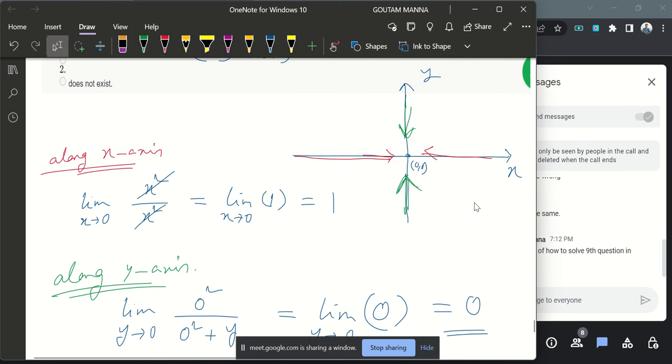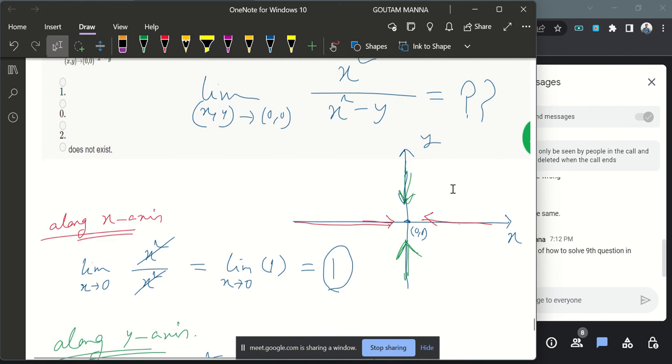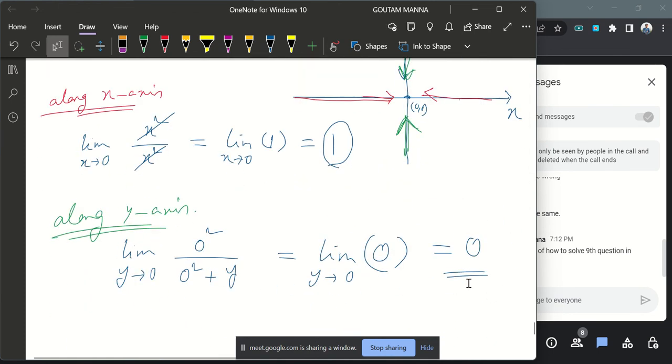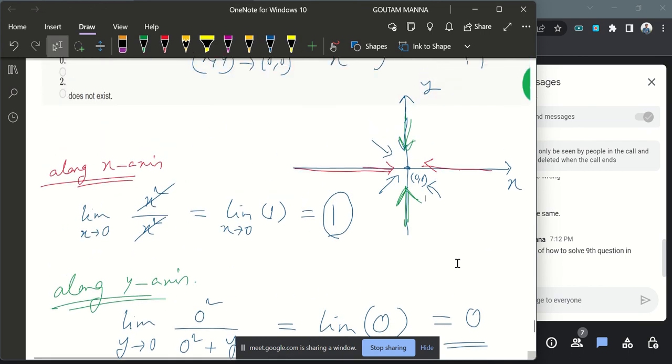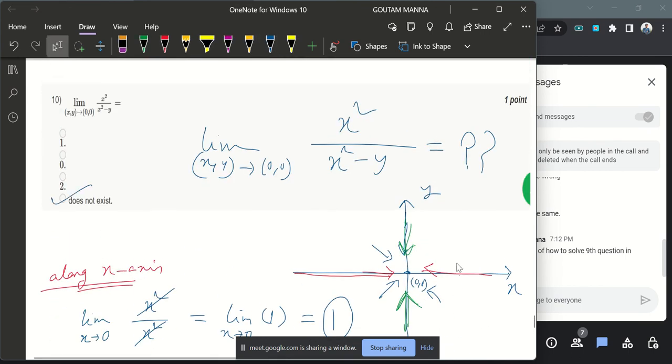If you come along the x-axis to the point (0, 0), the function tends to a number, that is 1, and if you come along the y-axis, the value of this function goes towards a different value, which is 0. So in that case the limit doesn't exist. In order for the limit to exist, from whatever direction you come, the value of this function must tend to a single value, but here that is not happening. In that sense, the limit doesn't exist.